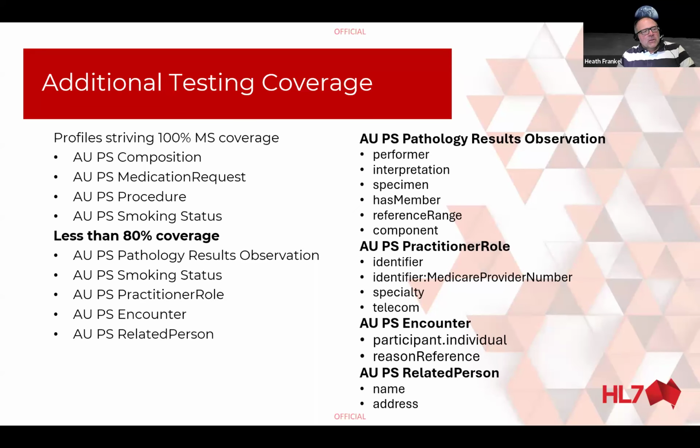For practitioner role, we need a little bit more work on that. A lot of the systems are using author as a practitioner, but we don't have much coverage of practitioner role in that space. So we're certainly looking for systems that have the ability to reference a practitioner role with identifiers and specialties and telecom. And also pathology results. There are a few elements there that we have some missing coverage for as well, including specimen, has member, and reference ranges and subcomponents.